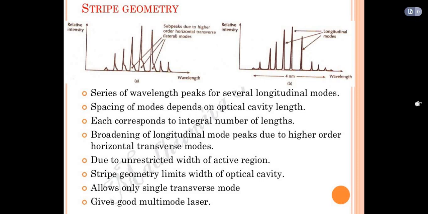For the sub peaks due to the higher order horizontal transverse or lateral modes, these are the sub peaks. There is a gap between those peaks, as you can see in graph number 1, which I have labeled as A. For the second graph B, there are not that many gaps in between, right? This is for the longitudinal mode.